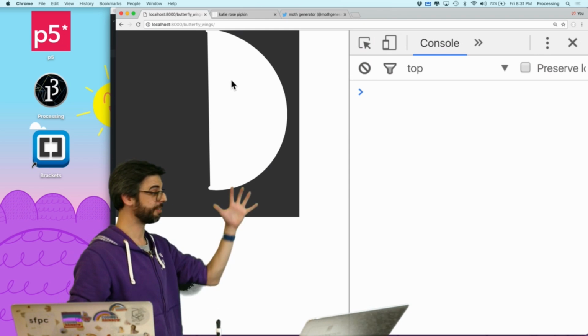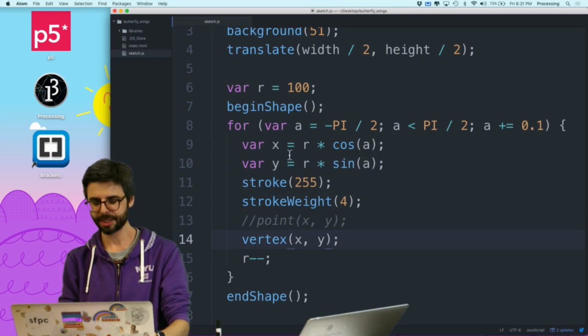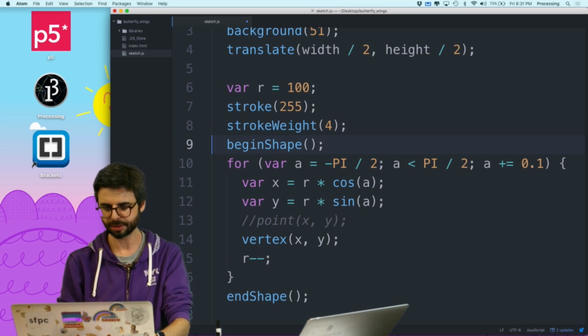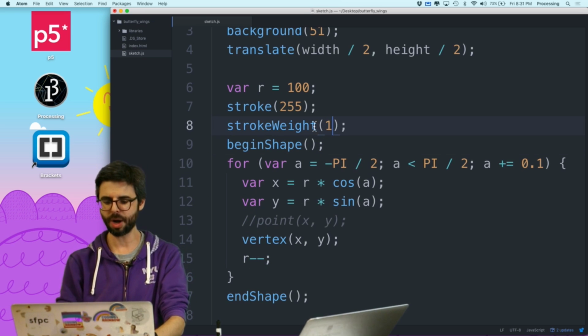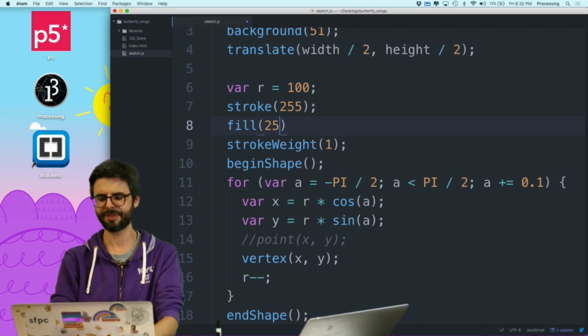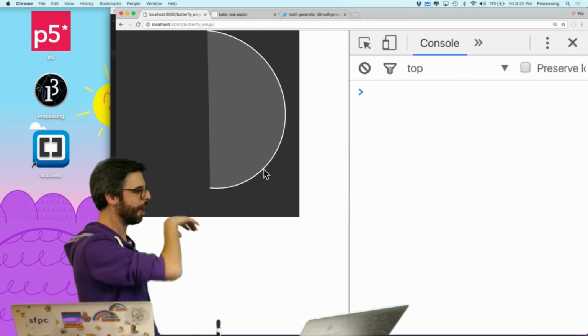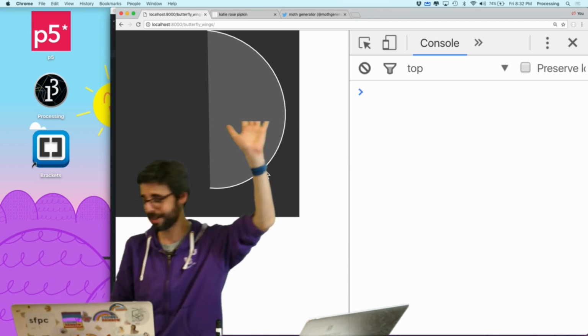So you can see that. Now it has a fill. Maybe I don't want that. I don't know if I want the stroke weight to be 4. Let's take this stuff out here. I'm going to say stroke weight 1. And then just to sort of see that fill, I'm going to give it an alpha fill. And we can see, there we go. So there's my wing. Okay, we're done. Thank you very much. Good night.